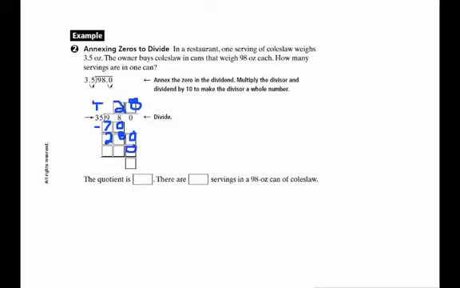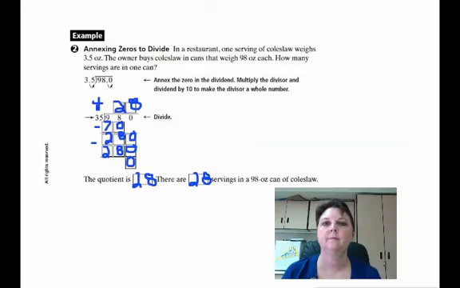Write the 0, carry the 4. 8 times 3 is 24, plus 4 is 28. So we have 280 minus 280, which is 0. So we found out that the quotient is 28, which means there are 28 servings of coleslaw in the can.